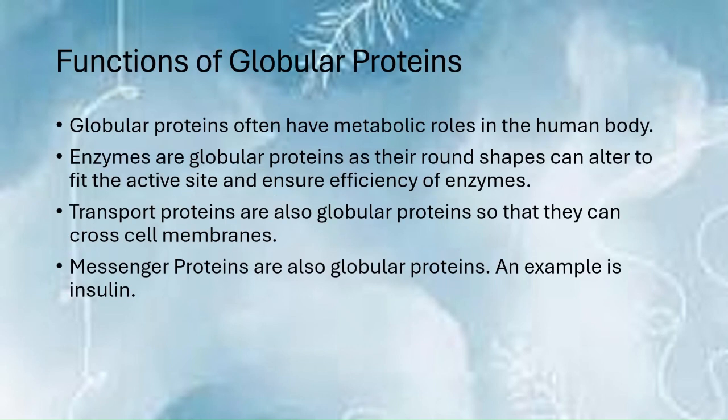So globular proteins often have metabolic roles in the human body. Enzymes are globular proteins as their round shapes can alter to fit the active site and ensure efficiency of enzymes. Transport proteins are also globular proteins so that they can cross cell membranes. Messenger proteins are also globular proteins, and an example of such is insulin.